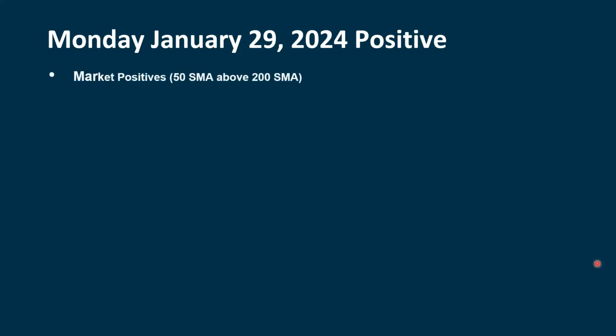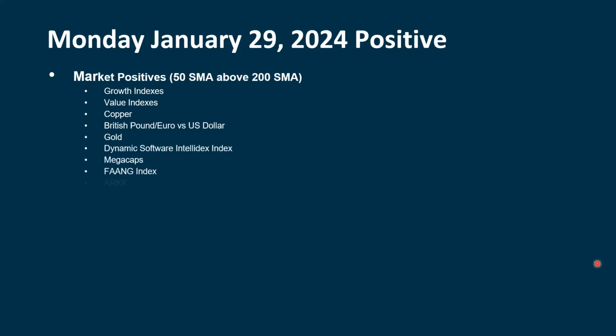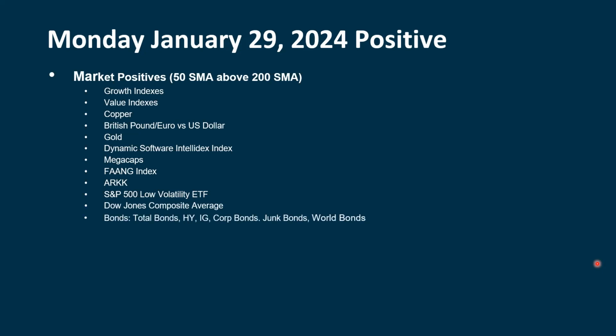My definition of positive as it applies to this video is when the 50-period simple moving average is above the 200-period simple moving average. So the things that are positive, the growth indexes, the value indexes. Copper is still in an uptrend. The British pound and the euro, when compared to the dollar, gold, the big software companies, the mega caps, the FANG index, ARK, the low volatility ETF, the composite average for the Dow and the Dow Jones, all the different bonds that we look at based on price, the total bond ETF, the high yield or junk bonds, investment grade bonds, corporate bonds, junk bonds, and world bonds. All of those are showing positive trends based on price.